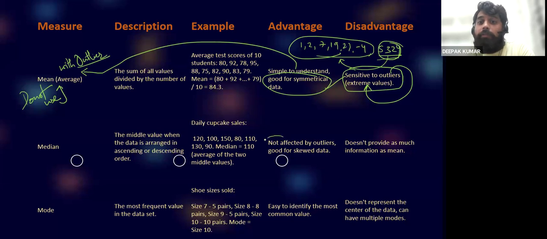Then we say the advantage of median. It is not at all affected by outliers. Whether there are 1, 2 or 3 outliers, it's okay. See, outlier means skewed data. What is the meaning of skewed data?